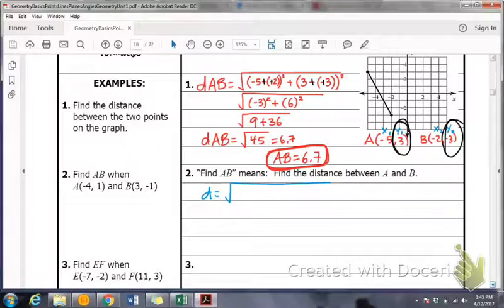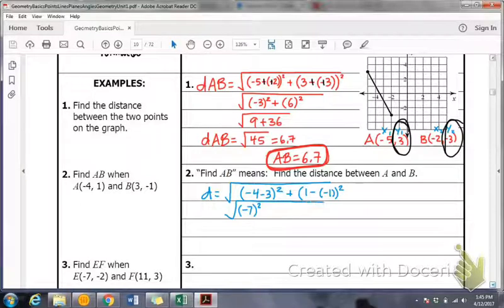So we should have negative 4 minus 3, squared, plus 1 minus a negative 1, squared. And so if you have negative 4 minus 3, if you were in Mr. Edwards' class, that's keep, change, change, cha-cha-cha, right? Which just means negative 4 plus a negative 3 is negative 7. So you have negative 7 squared.